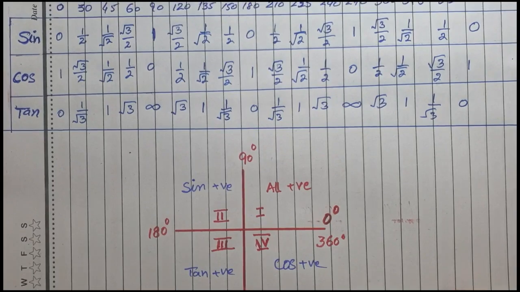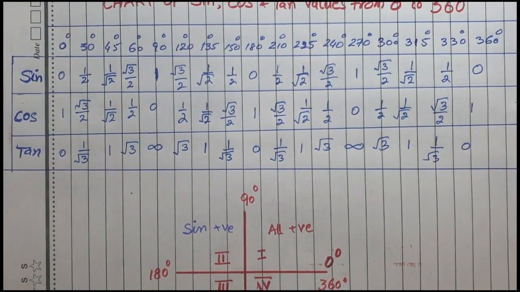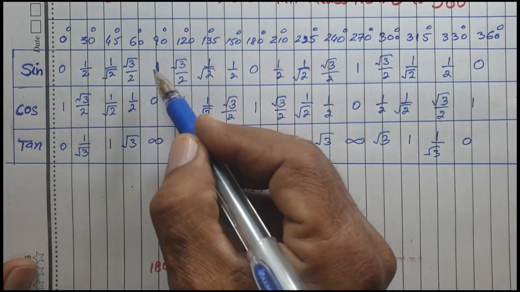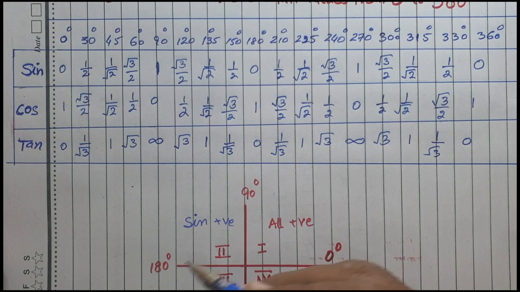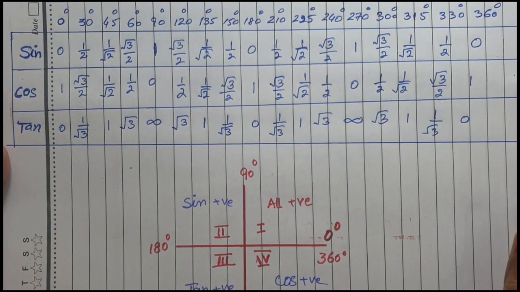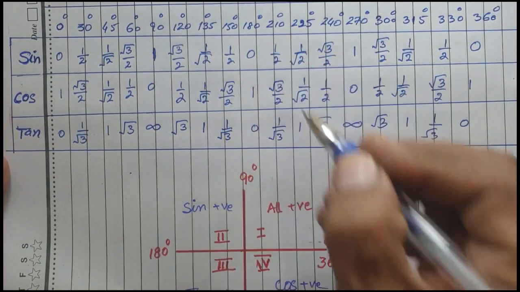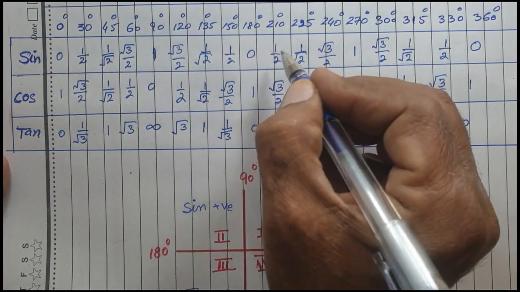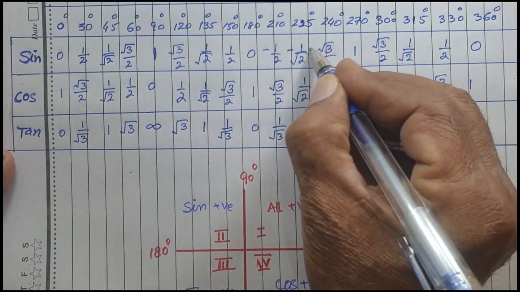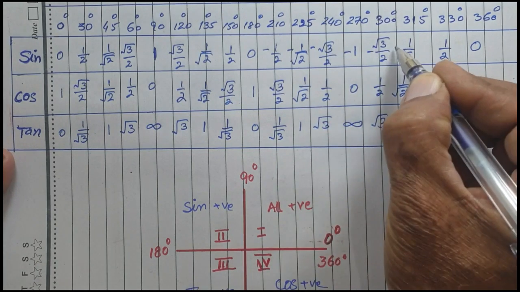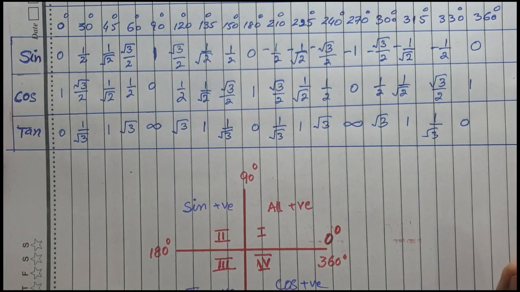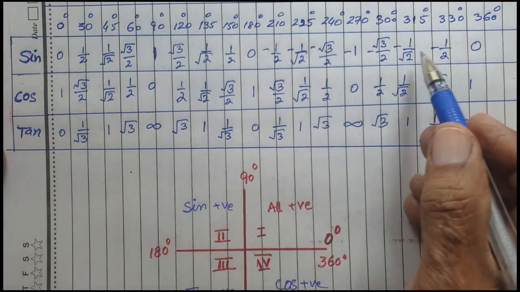Okay, in the same way, we do this. Sine is positive in the first quadrant and the second quadrant up to 180 degree. In the third and fourth quadrant, sine will be negative. This we put here with a negative sign. Zero cannot be negative. 0 is 0.